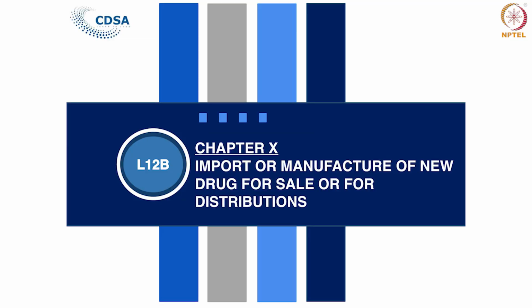There are two chapters in this lecture, chapter 10 and chapter 11. The first chapter is the import or manufacture of new drugs for sale or for distribution in the country, the requirements and the regulations for the same, and chapter 11 deals with the import or manufacture of the unapproved drug by the government hospital or institution for the purpose of the patient's treatment.